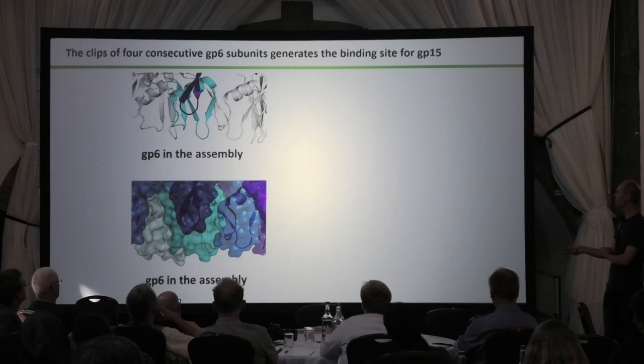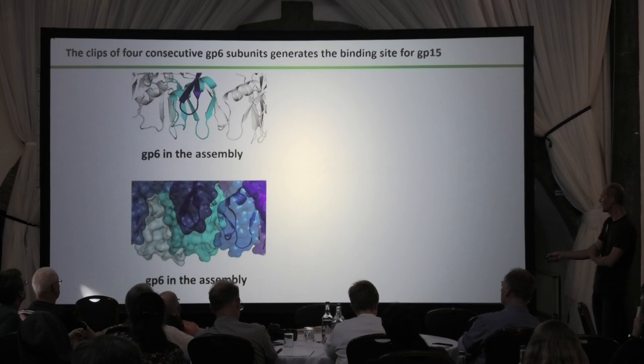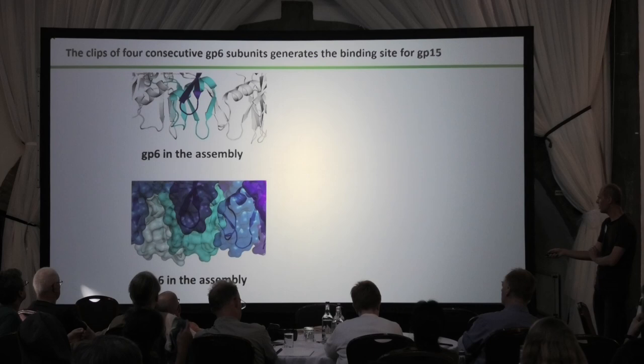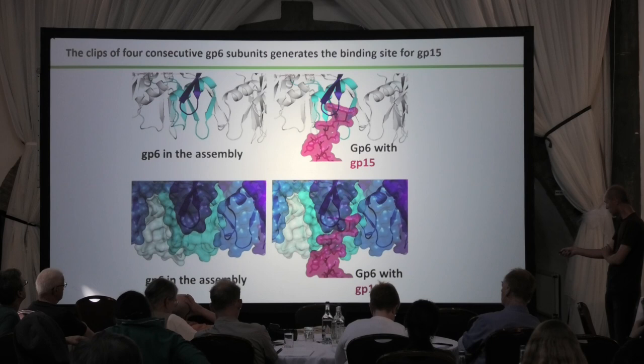Let's have a look at the extremity of the clip. We see that we have a cavity that is delineated by several successive protomers. So we have three clips and one beta fold. And between these four elements we have a cavity, and guess what? That's where the next protein is going to bind. So GP15 intercalates inside this group, and it will make a contact with the neighboring subunit.